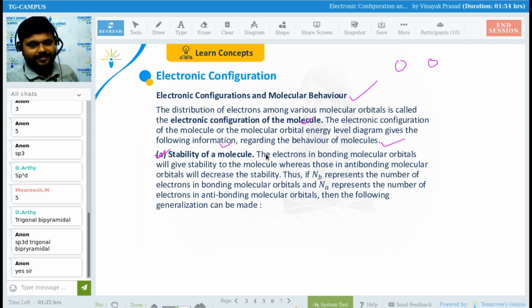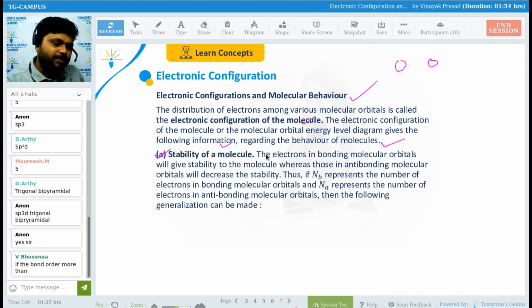Nobody is saying anything. Anil Dev, can you guess? If the bond order is higher, then the stability is more; if the bond order is less, then the stability is more. Which is more stable, bond order 5 or bond order 3? Let's understand in today's class. If you're not able to give the answer, no problem.